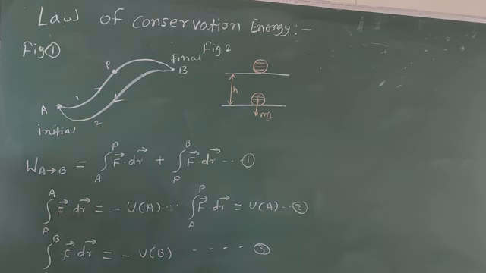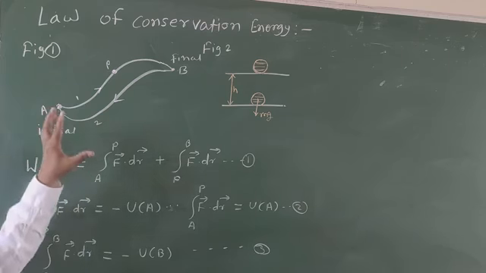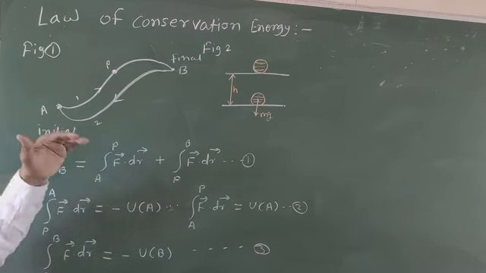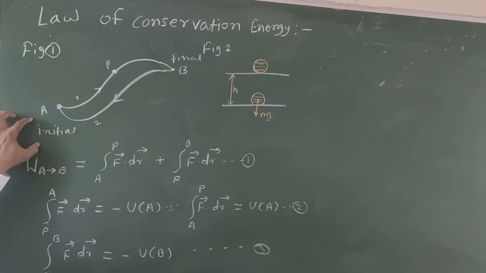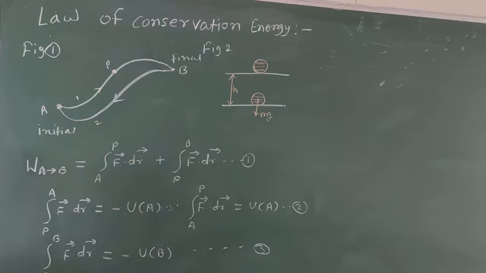UI is the initial state at which the body is at rest, that means potential energy. When that body is at rest, it possesses only potential energy. But when that body is in motion, that body possesses kinetic energy. That means potential energy is converted into kinetic energy. And here, obviously, UF minus UI is equal to minus W.